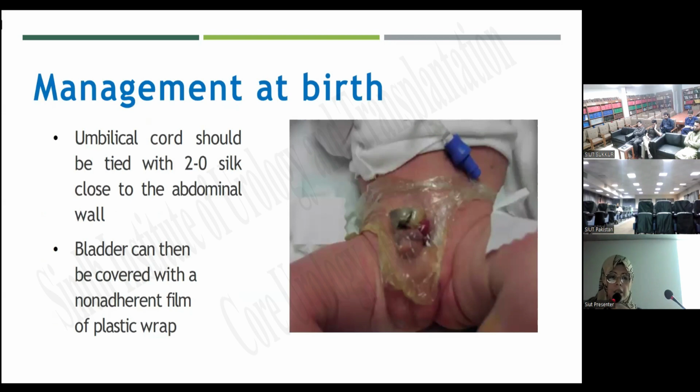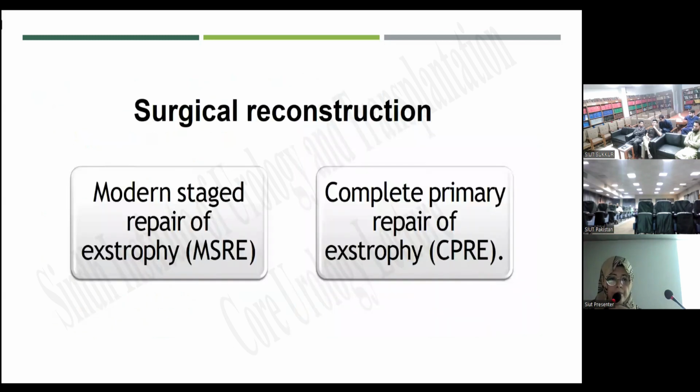Management at birth includes tying the umbilical cord with a 2-0 suture close to the abdominal wall, in order to avoid the application of a clamp, which can irritate the bladder and can result in the development of edematous and fibrotic bladder polyps and metaplasia. The bladder can then be covered with a non-adherent film of plastic wrap.